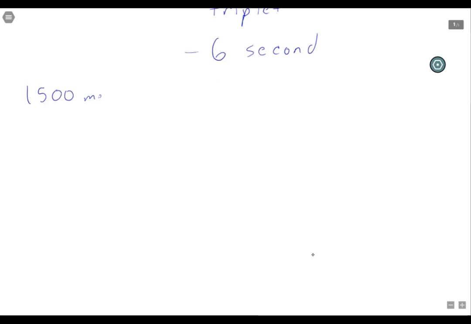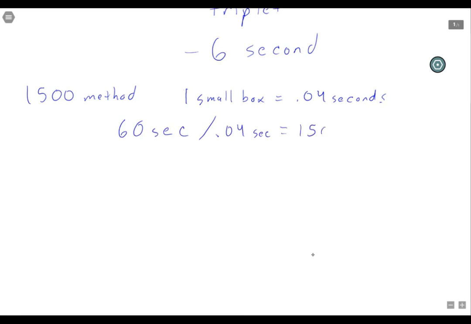So how do we measure heart rate on ECG using the 1500 method? Well, to start with the 1500 method, you have to remember that one small box on the ECG equals 0.04 seconds. Now, if we're trying to get a heart rate in terms of beats per minute, so a minute is 60 seconds, well, 60 seconds divided by 0.04 seconds equals 1500. So that's where the 1500 comes from.